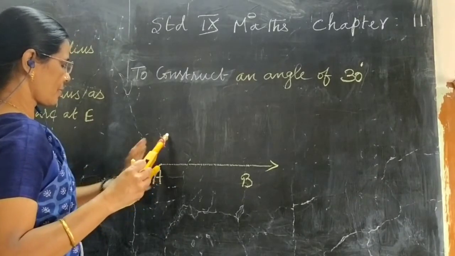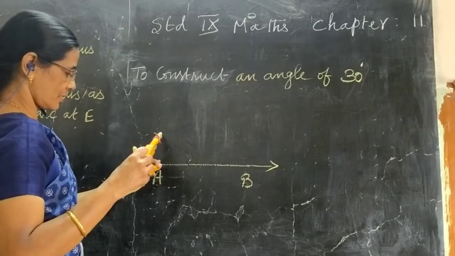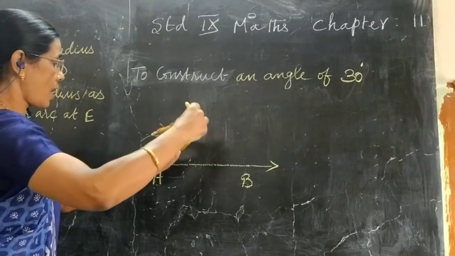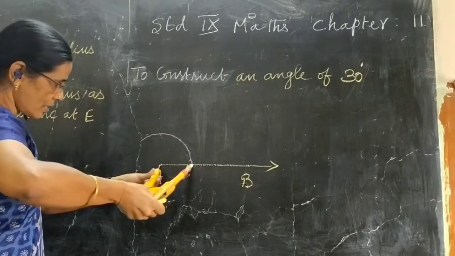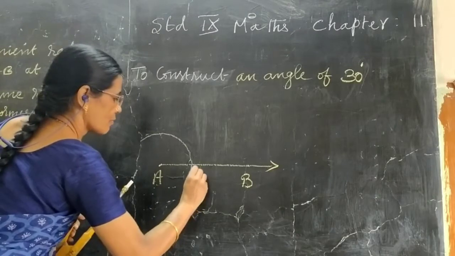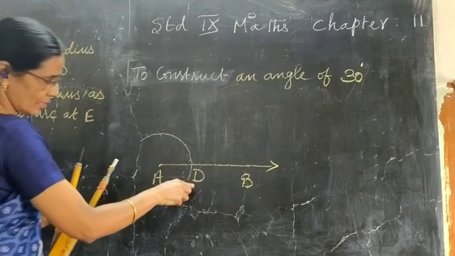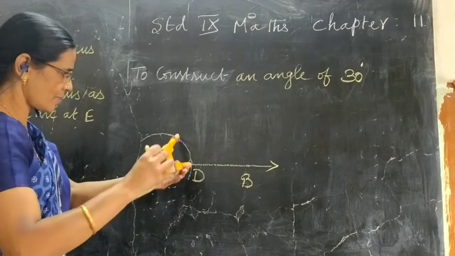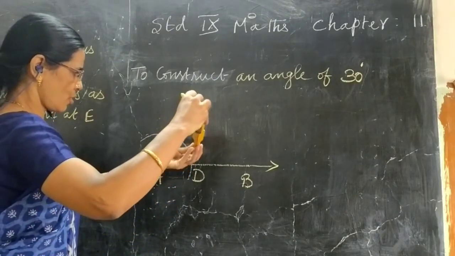With A as center and any convenient radius, draw an arc so that the arc intersects ray AB. We have taken the point of intersection as D. Now with D as center and the same radius, draw an arc.